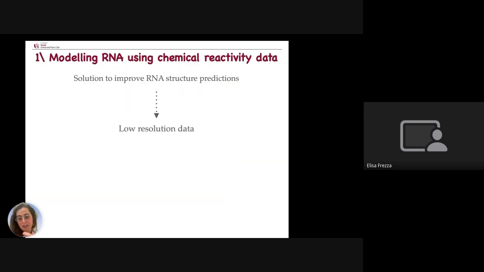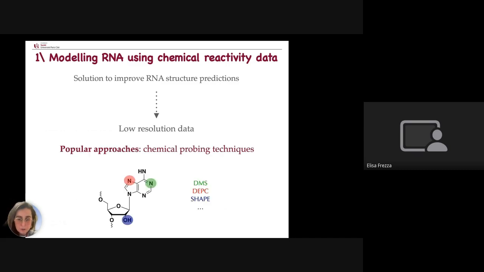But there is also another way to try to solve this problem, which is to use low resolution data. In the RNA community, this low resolution data is called chemical probing techniques. These techniques allow probing of the RNA on specific chemical functions, which can be the hydroxyl of the ribose or nitrogens or other parts of the RNA. Why is it important? Because these approaches give us plenty of data. The amount of chemical probing data is orders of magnitude larger than the PDB structures available, which are really few, representing less than 1% of the PDB.